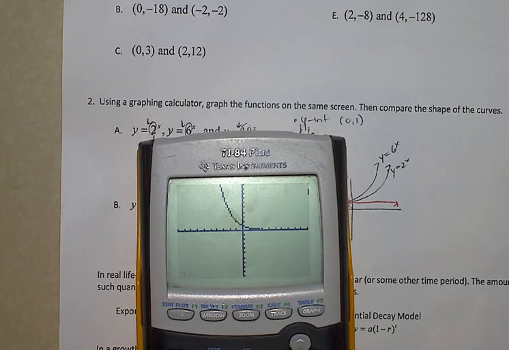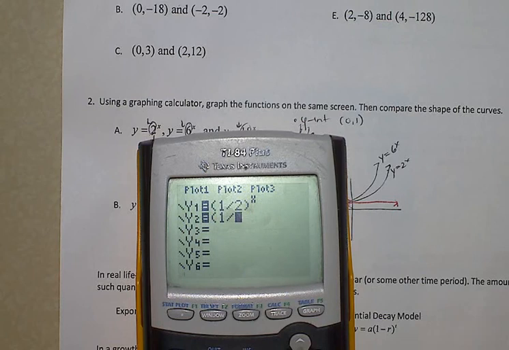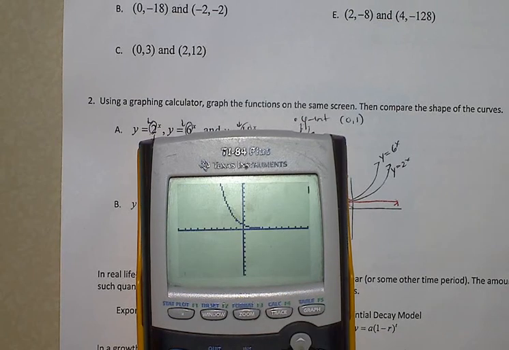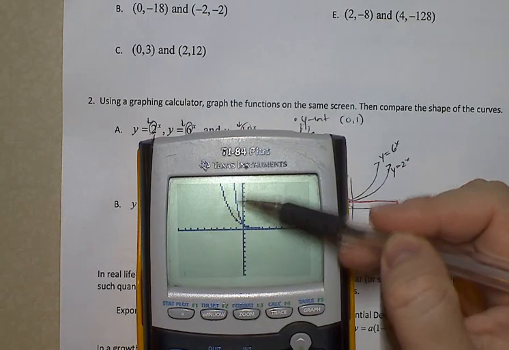Okay, now go back to y equals. This time we'll use parentheses and we'll do 1 divided by 6 raised to the x. And you see how it's getting steeper? Because it's reflecting across the y-axis. Okay, and we won't take time to do this last one, but if we did 1/18, we could predict it to be even more steep, right?